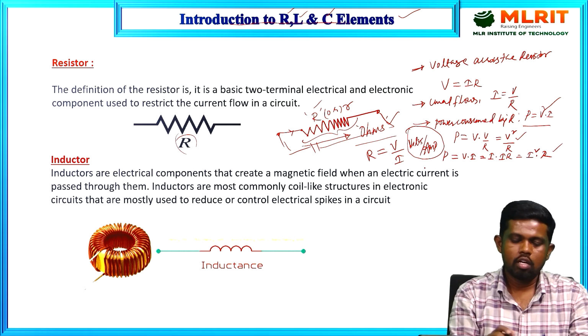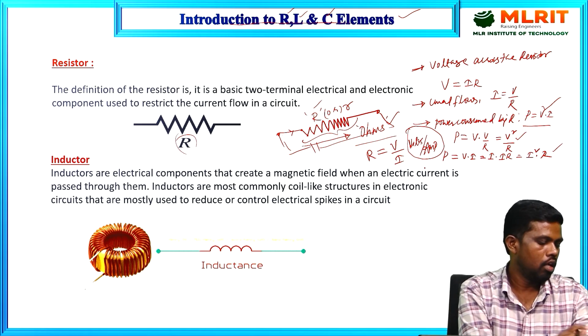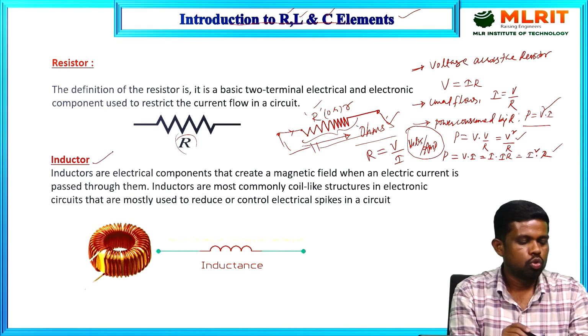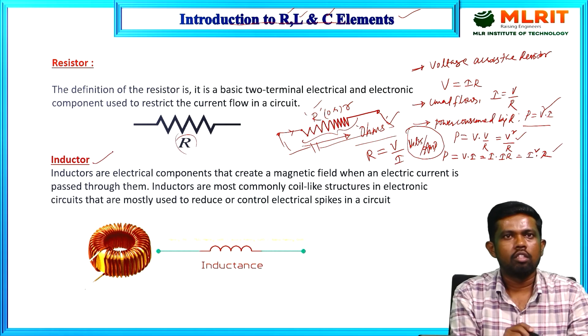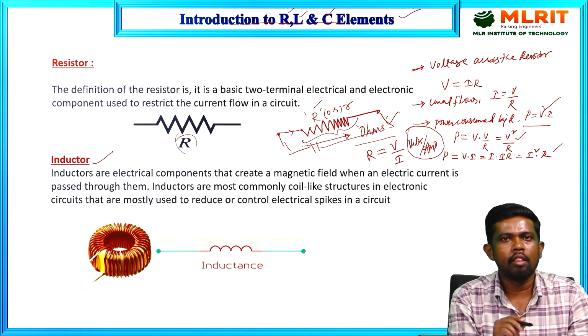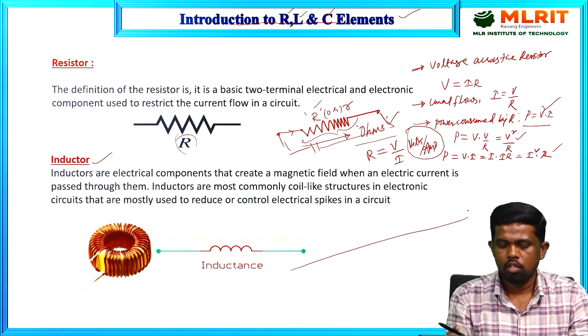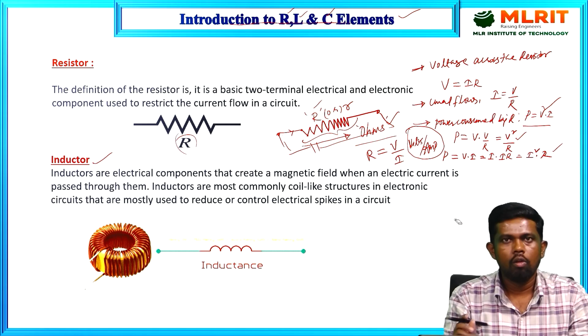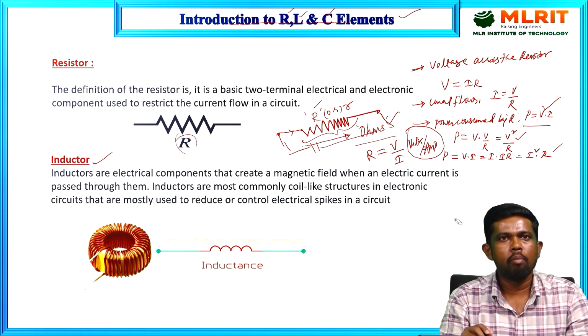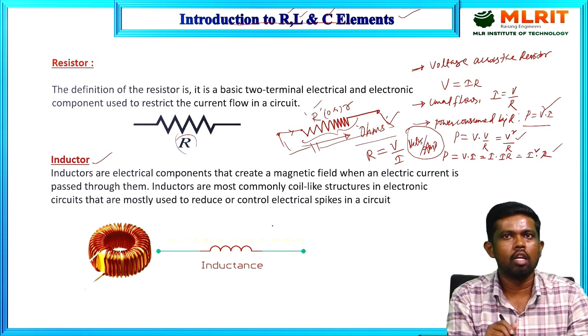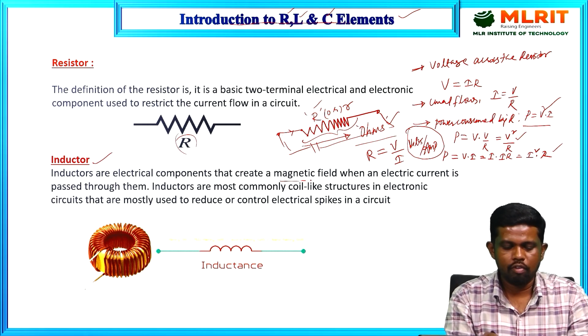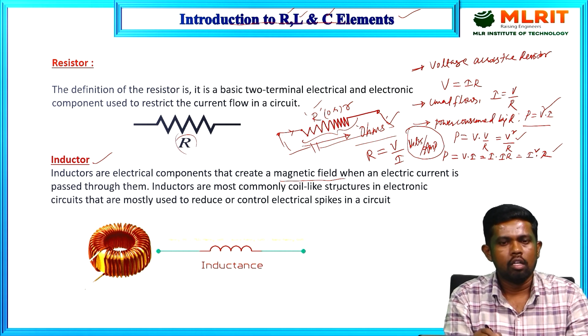After that we need to move to the second element, that is the inductor. The inductor is simply a coil structure. Take a wire of finite or infinite length and twist it into a coil. By that it gets the property to store energy. That's why it is an energy storage element which can store energy in the form of a magnetic field.